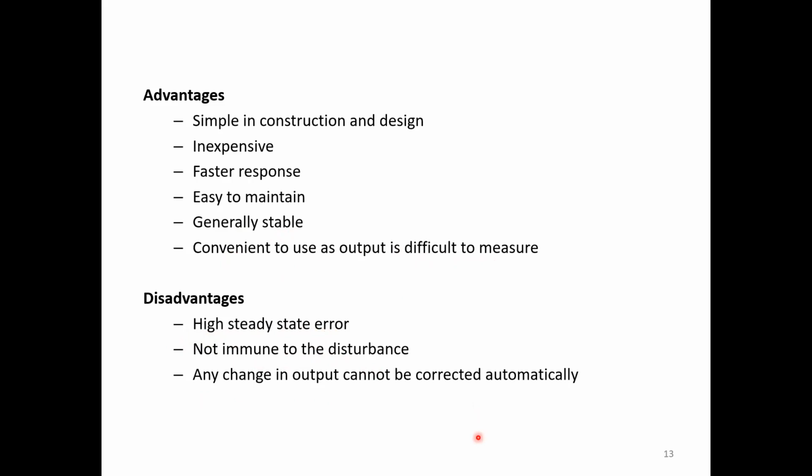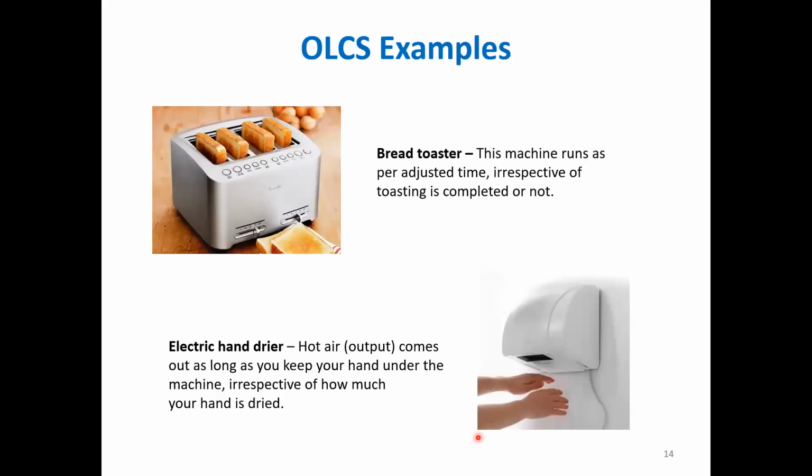Now look at some examples. Open loop control system example. Bread toaster. Are you familiar with it? Toaster. Yes, sir. This machine runs as per the adjusted time, irrespective of whether the toasting is completed. You just give the time, and in the meantime it will toast, but it does not check whether the toasting occurred correctly or not. So it is an open loop control system example.